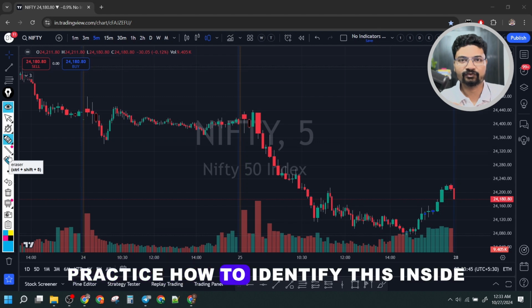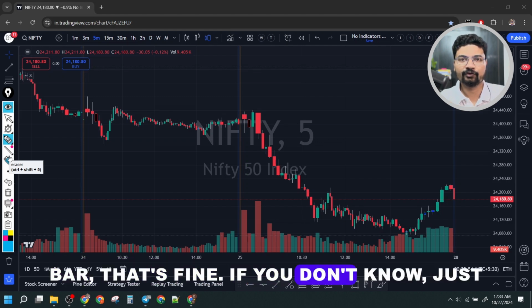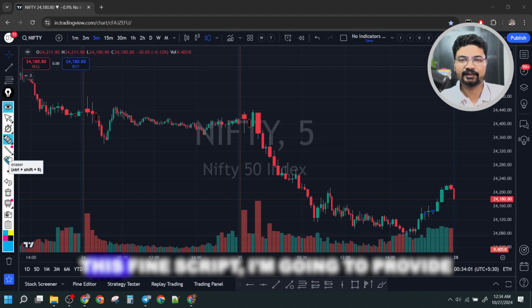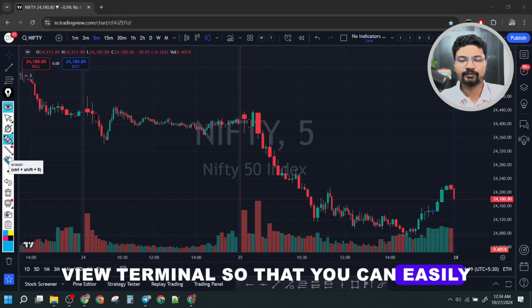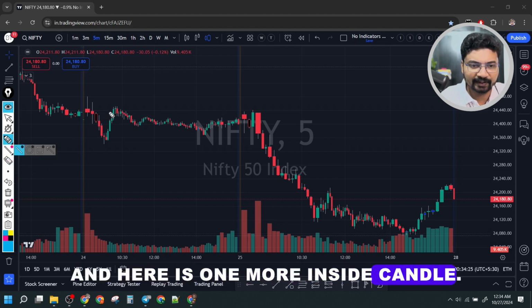First, let's practice how to identify this inside bar. If you know how to identify an inside bar, that's fine. If you don't know, just follow along with me. I'm going to show you everything. Even if you want this PineScript, I'm going to provide it. You can just create an indicator and use it in your TradingView terminal so that you can easily see these inside candles. And here is one more inside candle.